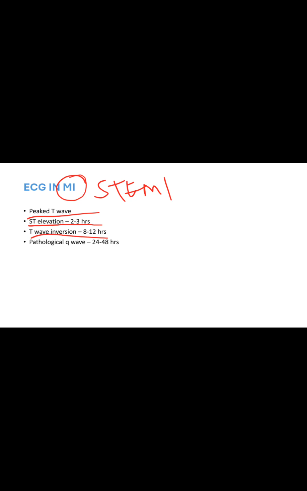Then there can be T wave inversion, which takes 8 to 12 hours. Pathological Q wave appears 24 to 48 hours later and it stays there. So in old MI also you get pathological Q wave. Pathological Q wave means a deep and broad Q wave, because a Q wave is usually smaller than one small square. If it's taking more than one small square, that means it is a pathological Q wave.